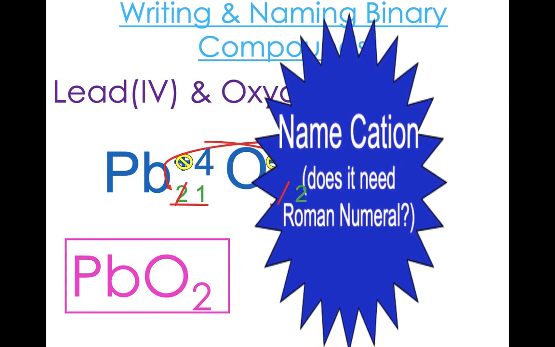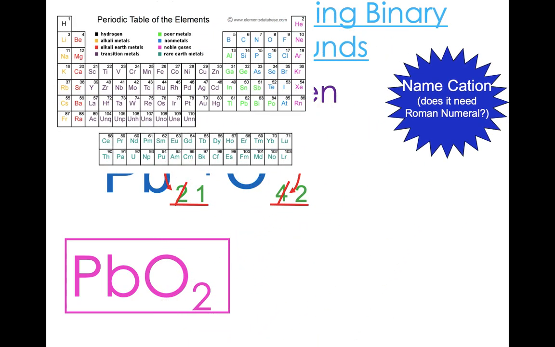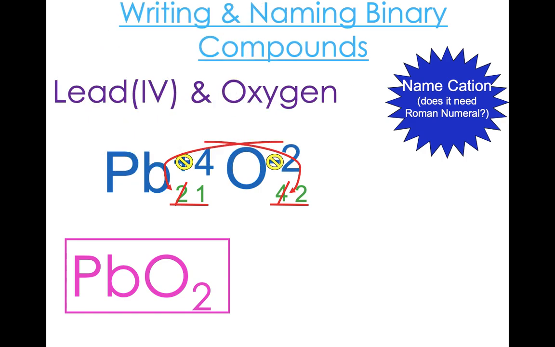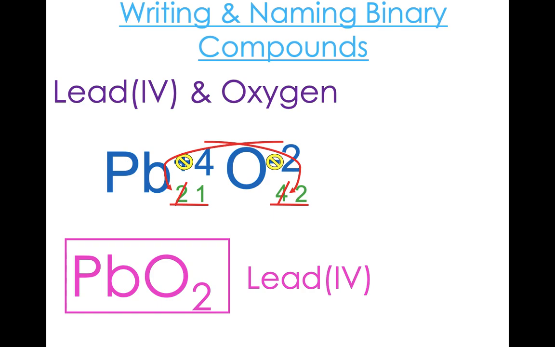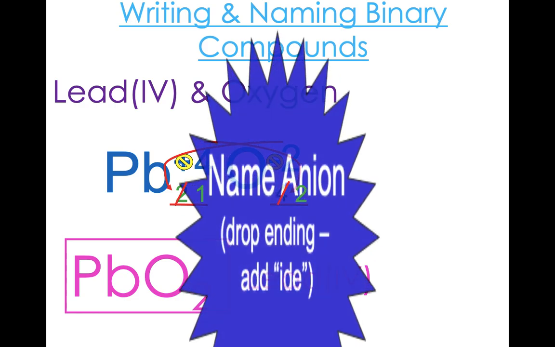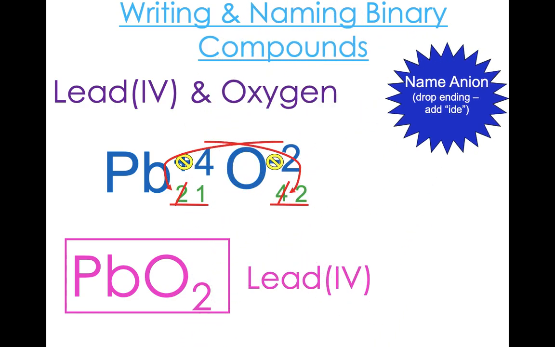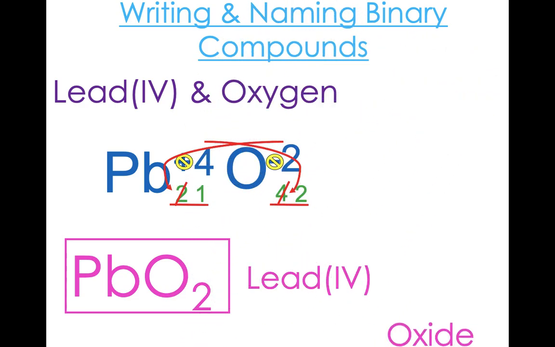Again, we know that lead will need a Roman numeral due to its location on the periodic table. It's in the lower P block, and it's not one of our ones that does not get a Roman numeral, so yes, it needs one. So it will be lead 4, always going back to the original charge on the cation. And then for the oxygen, we're going to drop the ending and add that "ide."